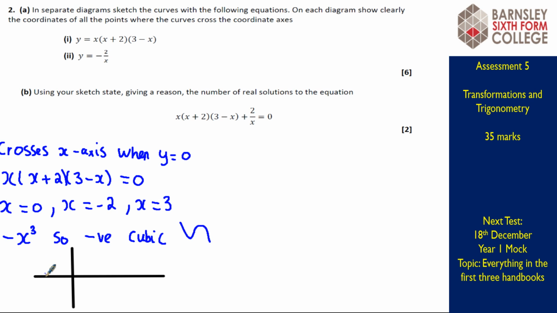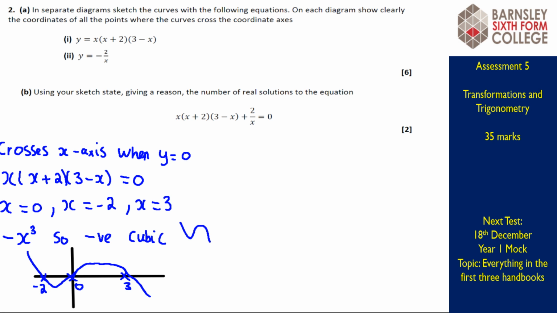So it's going to cross the x-axis at -2, 0 and 3. It's going to come down like this, come up through the origin, and go down again. Hopefully yours is actually a little bit better than mine. And we need to make sure we put on where it crosses the x-axis.